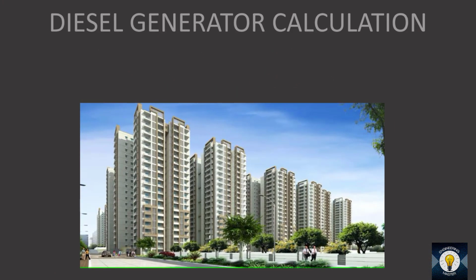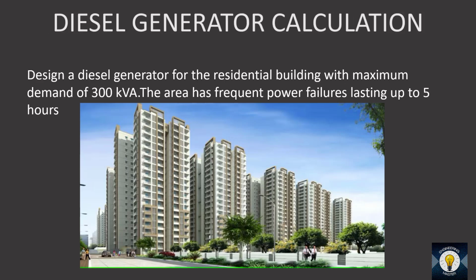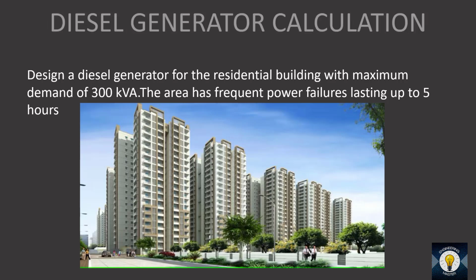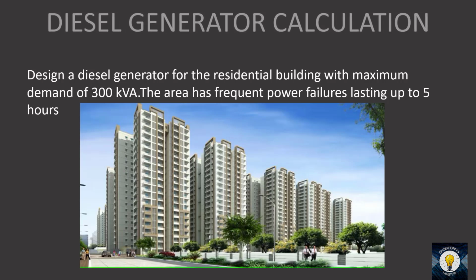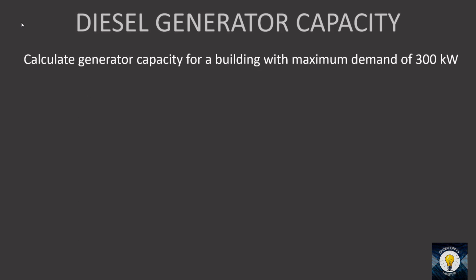Let's learn to design a diesel generator for a project. This is our scenario. Design a diesel generator for a residential building with the maximum demand of 300 kVA. The area has frequent power failures lasting up to 5 hours. Our building has a maximum demand of 300 kVA and our building is situated in an area where power cuts are common or the frequency of power failure is more. Let's look into this problem.